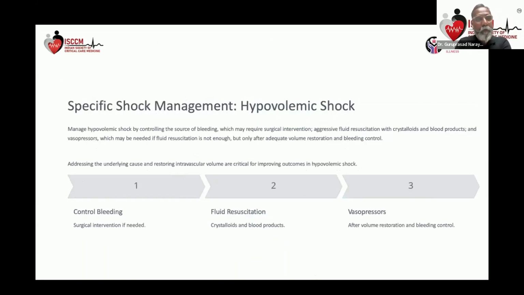For hypovolemic shock, the treatment is to control the bleeding if it is trauma or hemorrhage that is the cause, with surgical intervention if needed. Crystalloids are the choice, and for hemorrhagic shock, blood products are always better. If the patient is not responding to your fluid resuscitation, then use vasopressors.